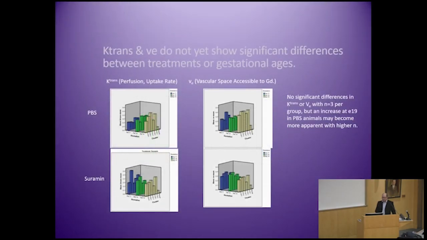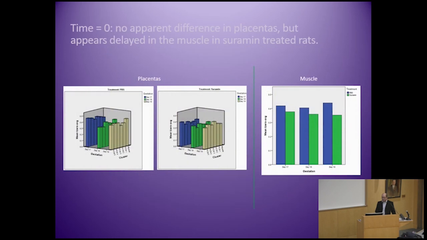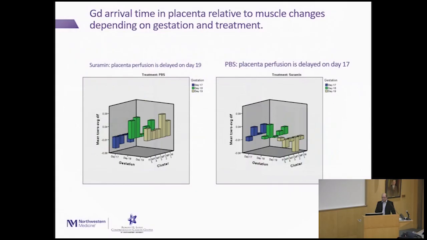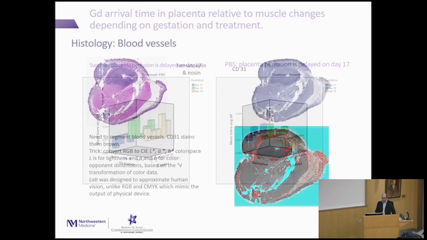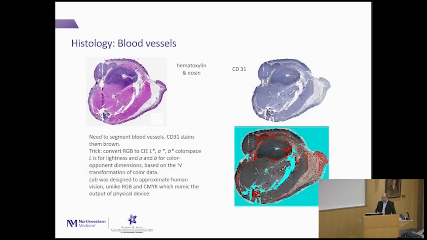Initially, the K-trans and the Ve, the perfusion and permeability, didn't show any differences. But we did notice some differences in the muscle. And we looked at that a little bit more carefully. And what's interesting is the arrival time for the gadolinium is different in the muscles depending on which day or which part of the gestation period, which you can see, day 19 versus day 17. That project ran out of funding, so we didn't finish it.